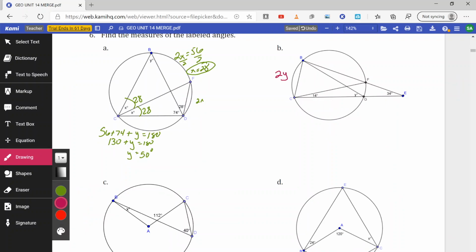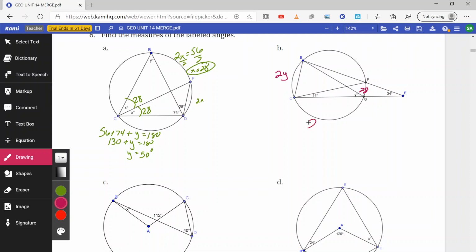And we know that FG is going to be double 14, so that's going to be 28 degrees. So F to G is 28. And then we have that 34 degrees on the outside. So due to 34 being on the outside, again, we can view it as an inscribed angle, 34 degrees.